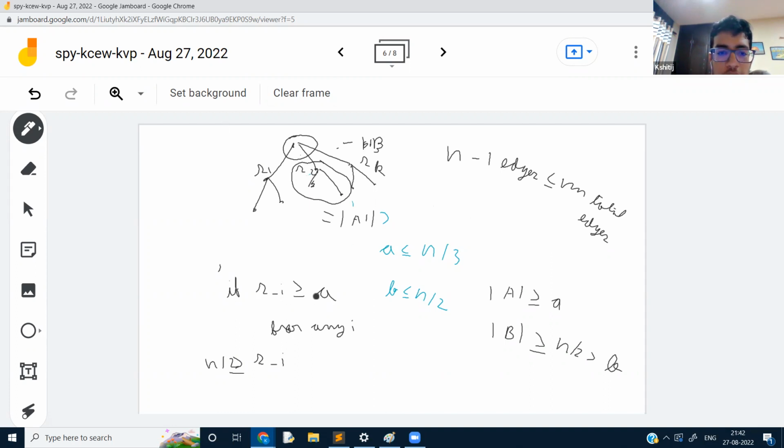Did you all get the part if there's a node with subtree size at least A? Yeah. Okay, so the harder part of this problem is if the subtree sizes are all less than A. Si is less than A, which is at most n by 3. So subtree sizes are less than n by 3.